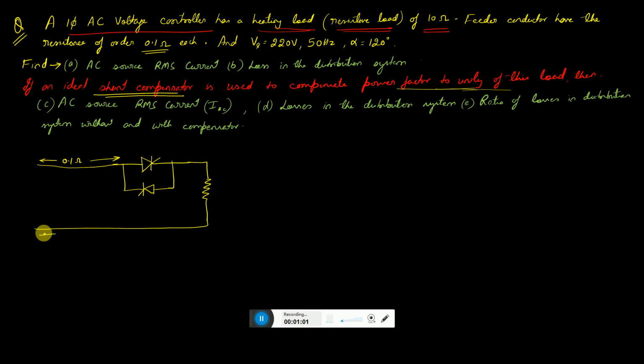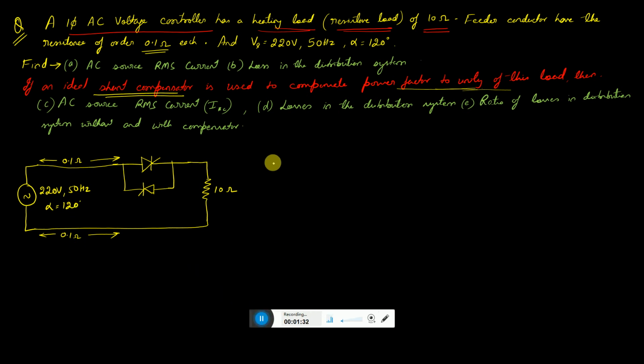The feeder in and out both have a resistance of nearly 0.1 ohm, and the load is 10 ohm. The supply given to it is an AC voltage of 220 volts, 50 hertz, and the value of alpha is 120 degrees, that is its firing angle.